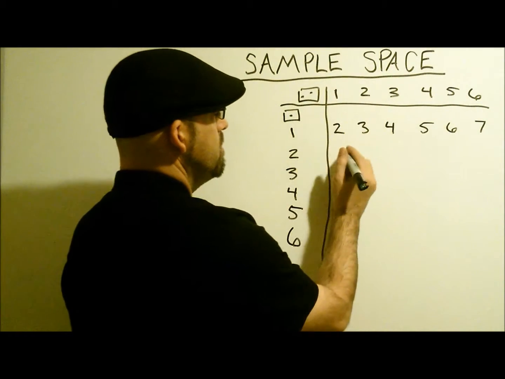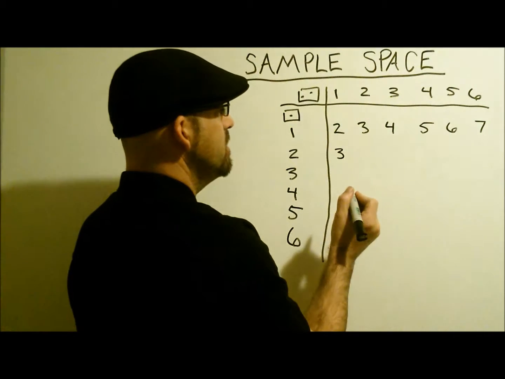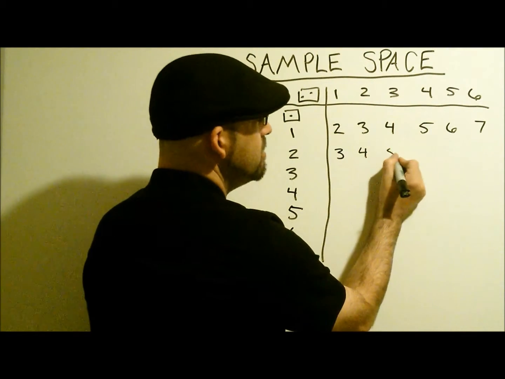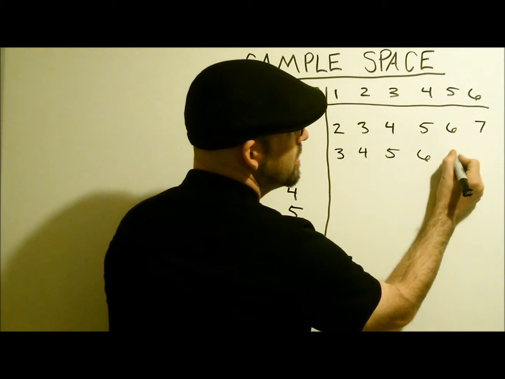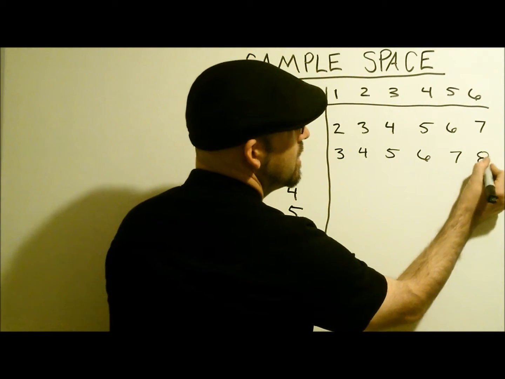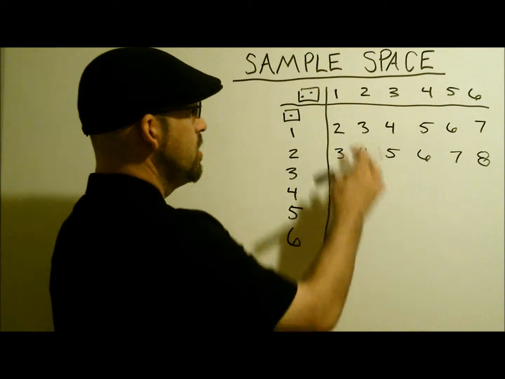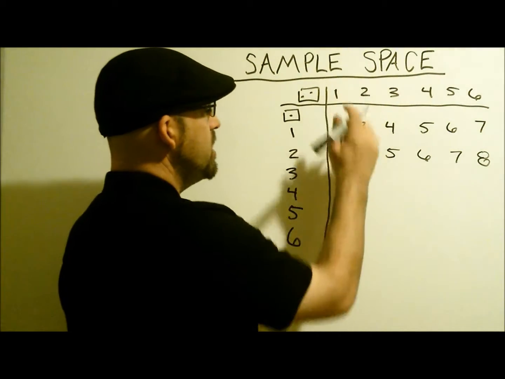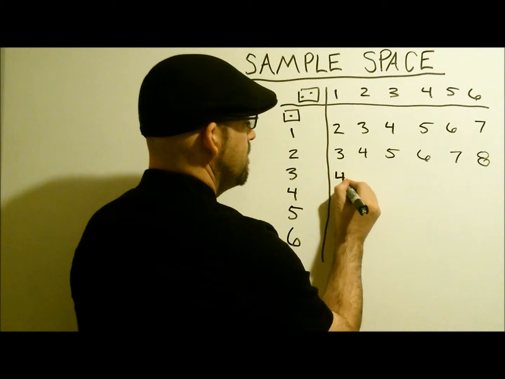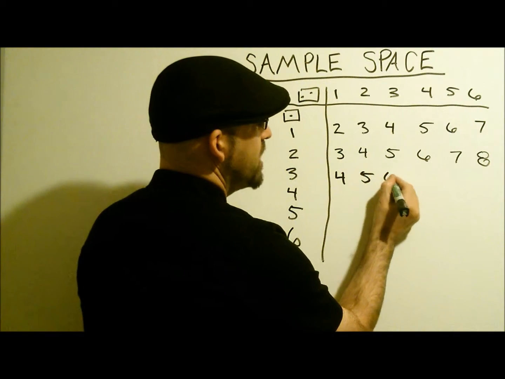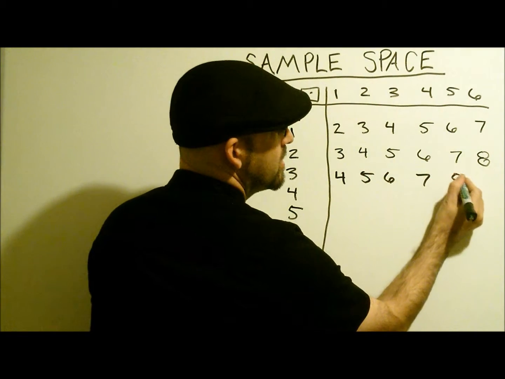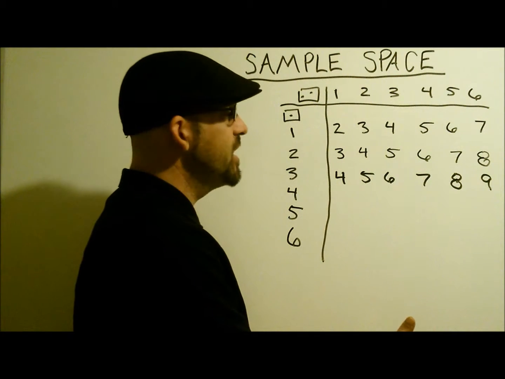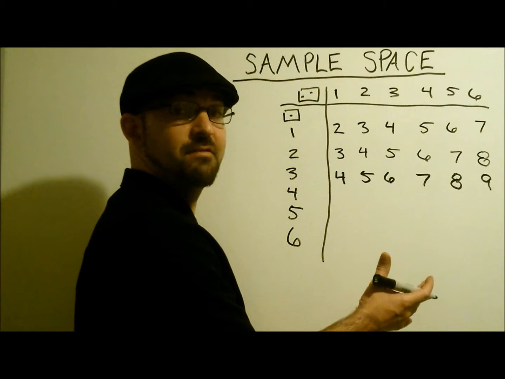2 and 1 is 3. 2 and 2 is 4. You see the same pattern? Right? You got 2, 3. I bet you this one's going to be a 4. 3 plus 1? Yep. All the way straight across. And we can continue to fill it until we get our whole sample space filled.